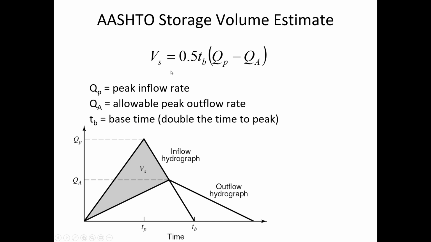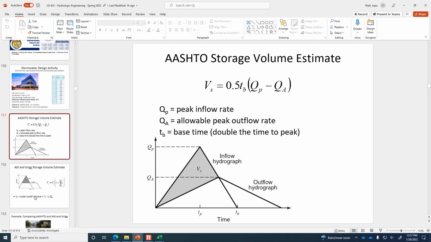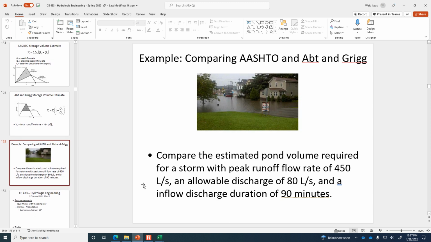And this base time is double the time to the peak. So if we're given the time to the peak, then you would multiply the base time times 0.5, or I guess that's just the time to peak. We could put T sub P in front of the V sub S. All right, so let me pause for a second, give you a chance to do these calculations. Feel free to discuss it with your classmates, and we'll look at the solution in just a moment.